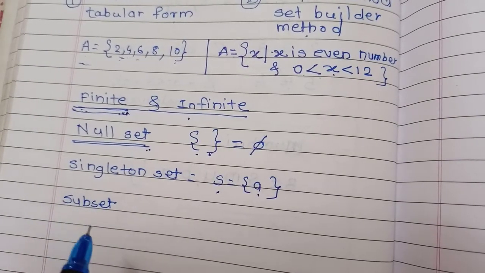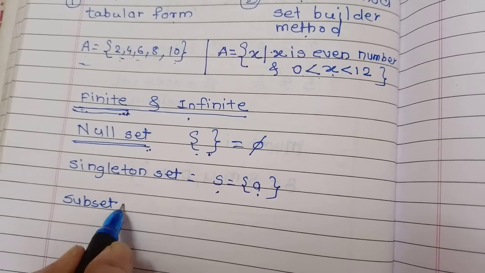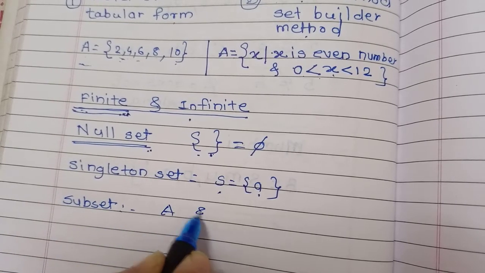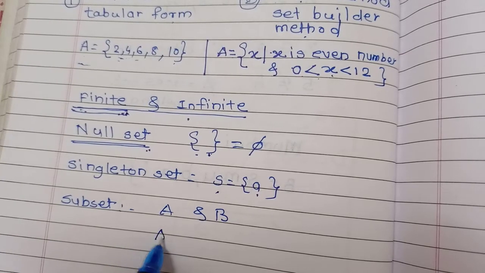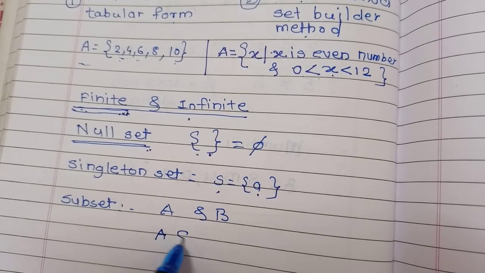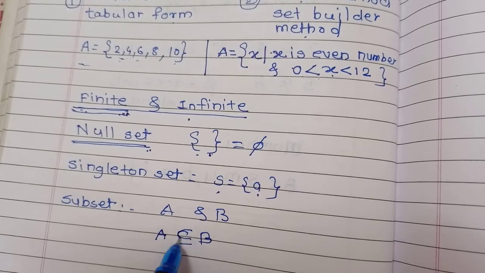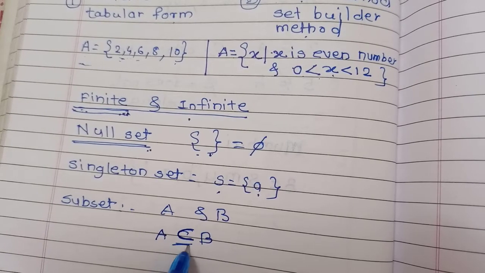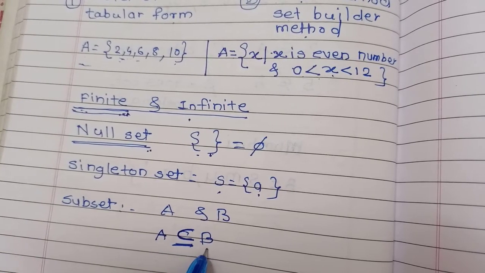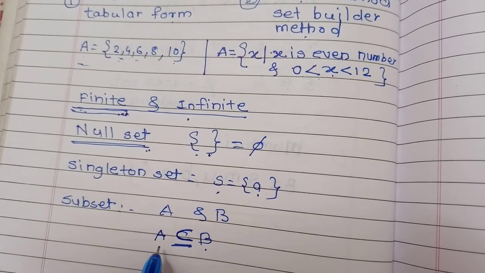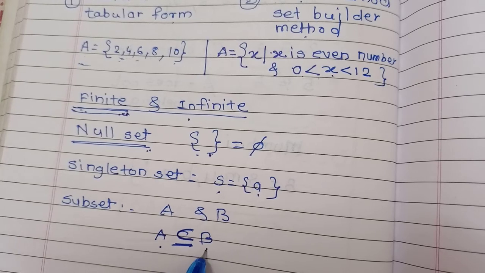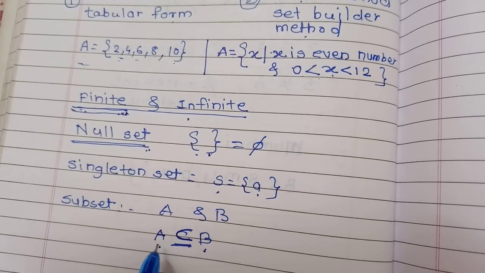The next term is subset. If A and B are two sets, and if A is a subset of B, we will denote it using this symbol. A is a subset of B means that all the elements of A are also present in B. Then we can say that A is a subset of B.